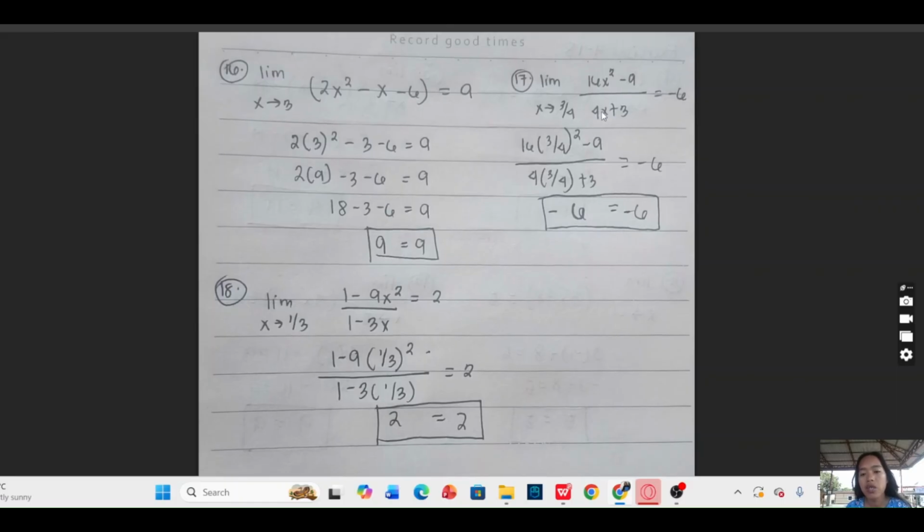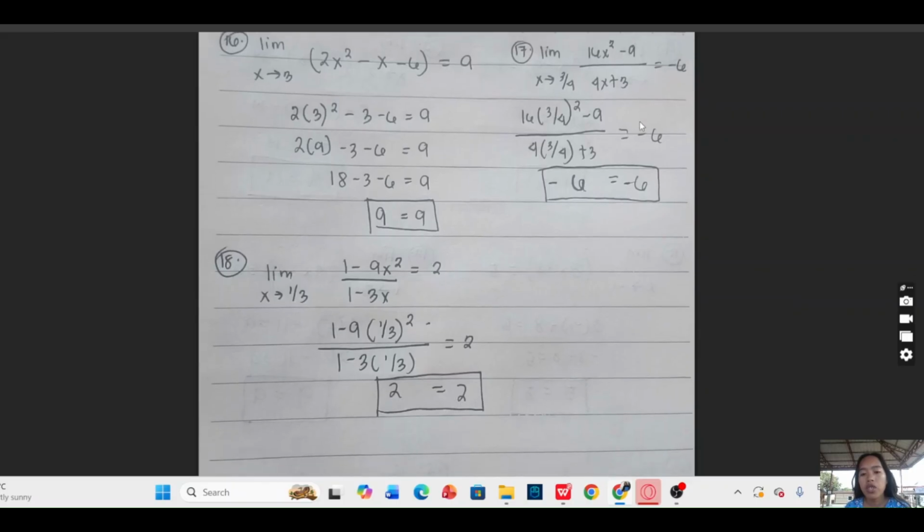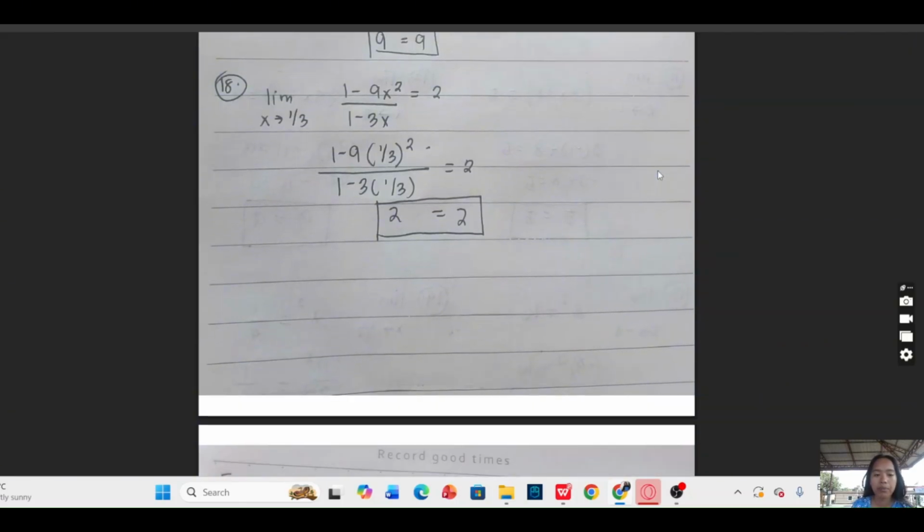Next we have number 17. The limit of 16x squared minus 9 over 4x plus 3 as x approaches 3 over 4 is equal to negative 6. So let's see. We just need to replace x with 3 over 4. So our expression is now 16 times 3 over 4 squared minus 9 over 4 times 3 over 4 plus 3. If we solve this one, we will attain negative 6. And so negative 6 is equal to negative 6. So that is still correct.